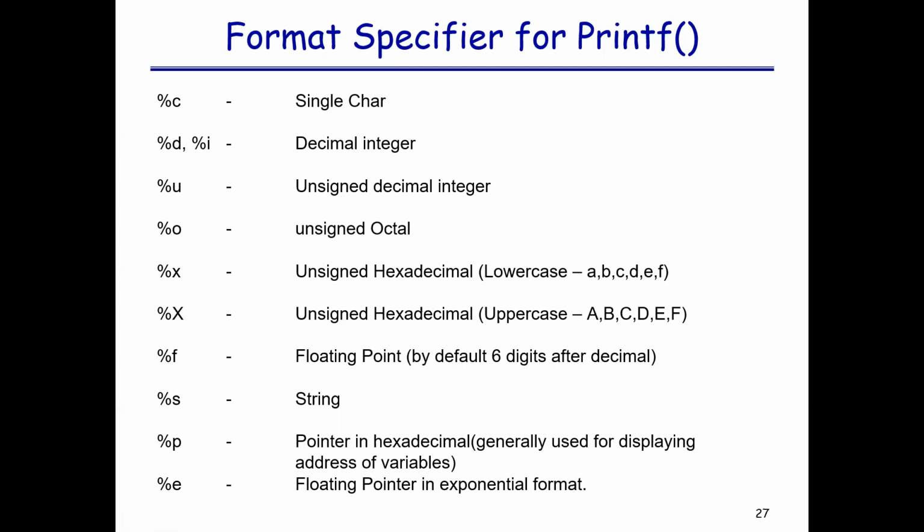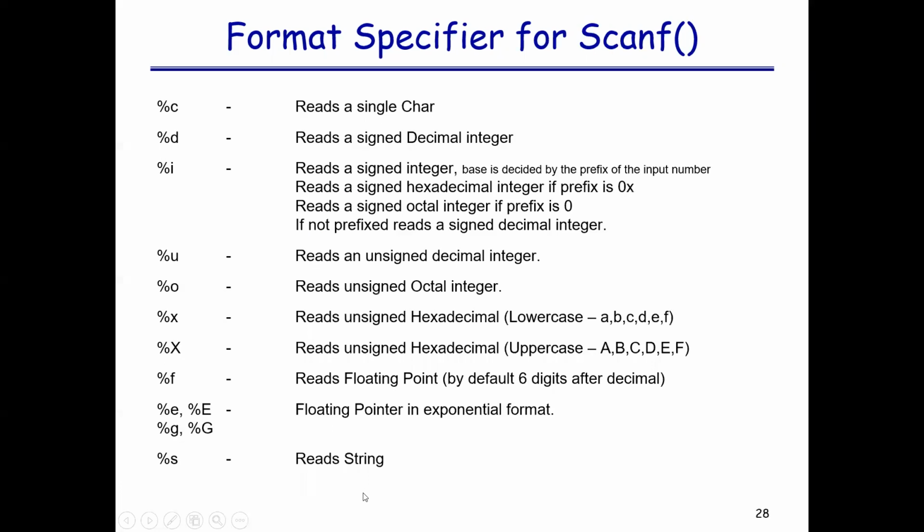Having any doubt? Tell me. %o is used for unsigned octal. %x and capital %X are used for hexadecimal. %f for the floating point, %s for the string, %p for the pointer, and %e is also used for the floating point.